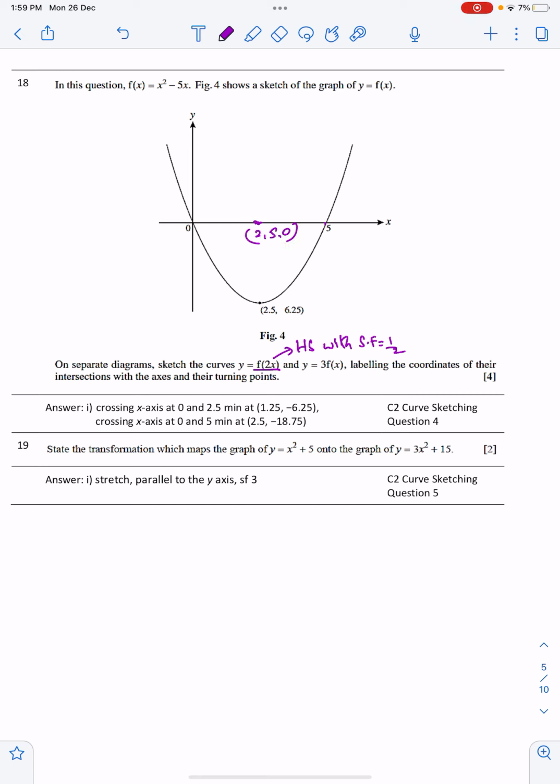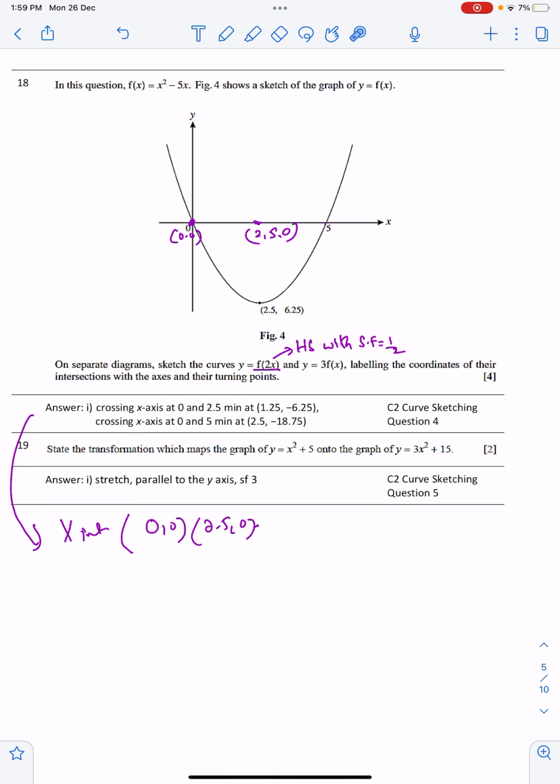This is one x-intercept, the other x-intercept will remain as it is, because in case of horizontal stretch, y-axis is the invariant, any point which lies on the y-axis is the invariant point. So 0 comma 0 will remain as it is. So these are the two x-intercepts. So you can write that the two x-intercepts are, one is 0 comma 0 and the other one is 2.5 comma 0.